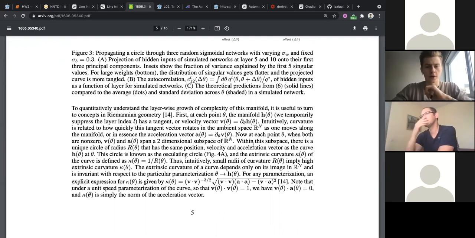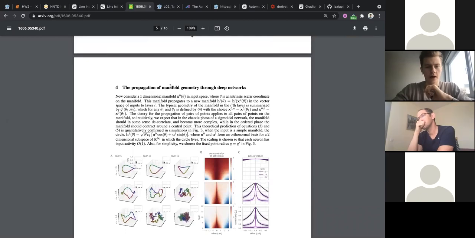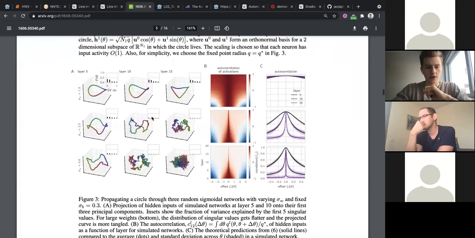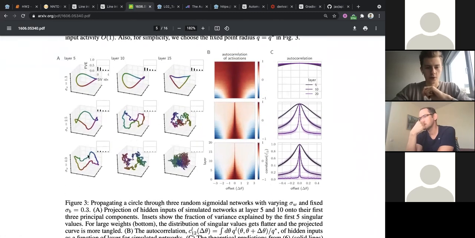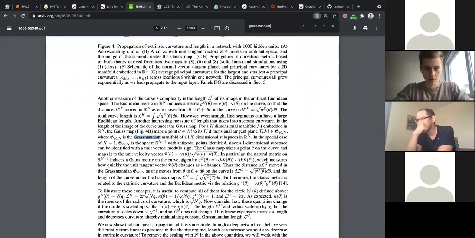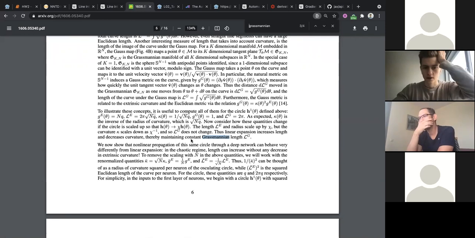The other way to think about it, I'm not sure it exactly follows this paper, but anyway, they use Grassmannian length in this paper to understand how a manifold, or a bunch of points, would go through a network. Basically they show that deep networks with large weights would have the original manifold, a circle, transformed into a more wiggly circle. And then the Grassmannian length of this wiggly circle would be high. They show the Grassmannian length grows with depth; thus linear expansion increases length, decreasing curvature while maintaining it.